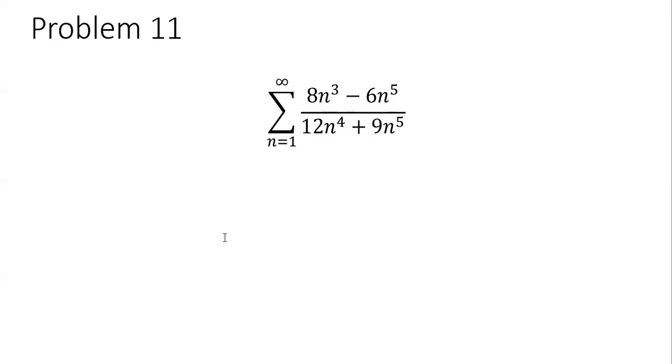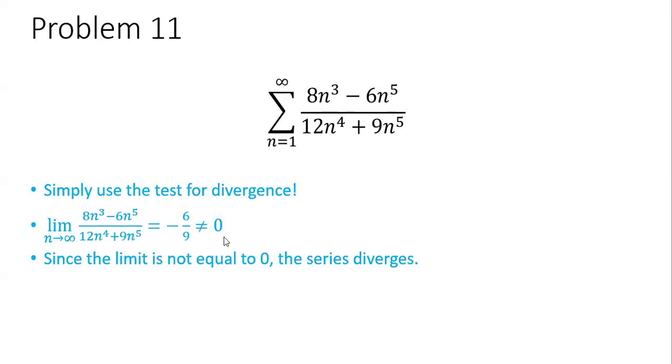This one's actually pretty simple if you are able to realize that we can just use the test for divergence, or some books call it the nth term something. I don't know the name. I learned it as the test for divergence. If we take the limit as n goes to infinity of this guy, it's minus 6 over 9, which is not equal to 0.